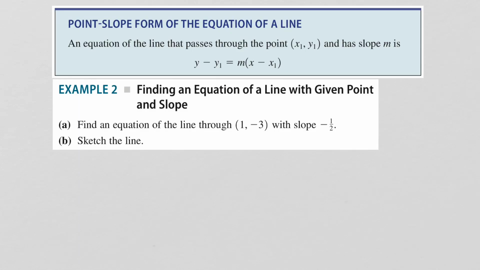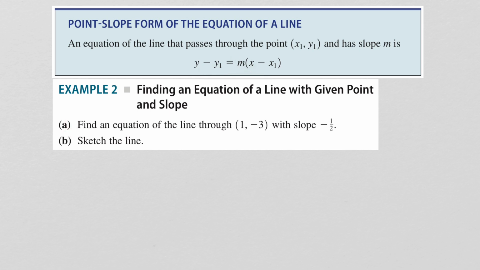Next, we discuss the point-slope form of the equation of a line. So the equation of a line that passes through the point x1, y1 and has a slope m is given by the equation y minus y1 equals m times the quantity x minus x1. So we can use this equation to find the equation of a line.